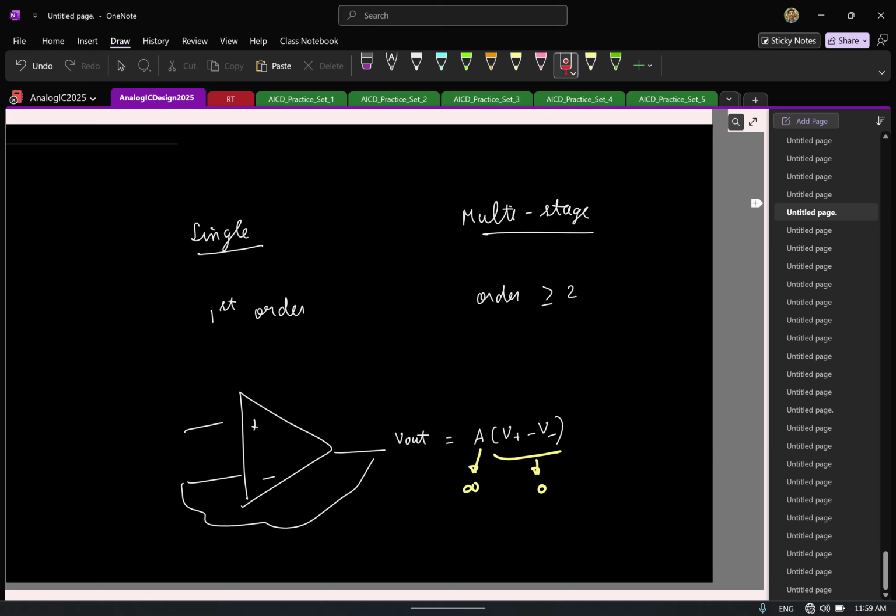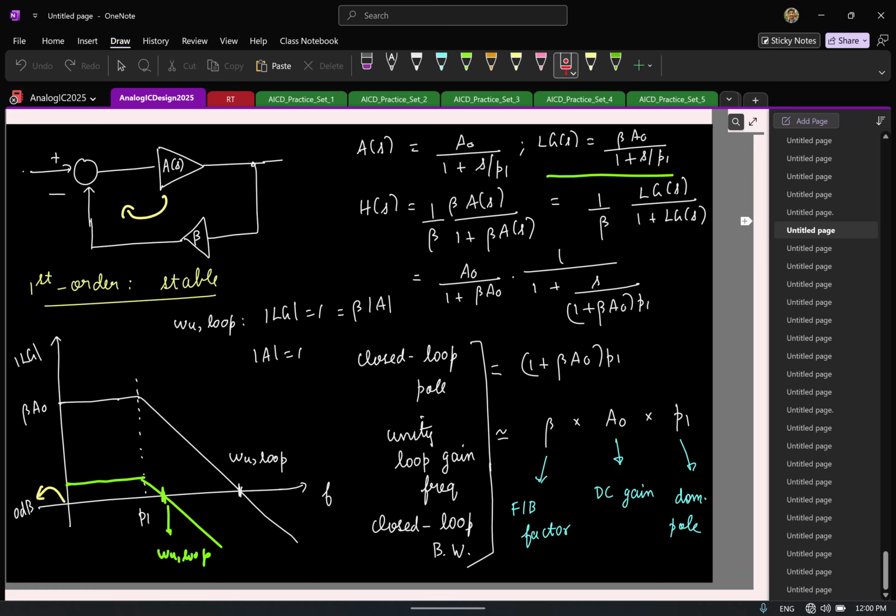And when we had a multi-stage high gain op amp, we saw that the DC operating point as such is not properly defined. We need to have a DC negative feedback around it to set the operating point. And either way, we want to have an op amp so that we can use it in a negative feedback system. So we decided to see what happens when we put the op amps in negative feedback. So we started with a first order system like this.